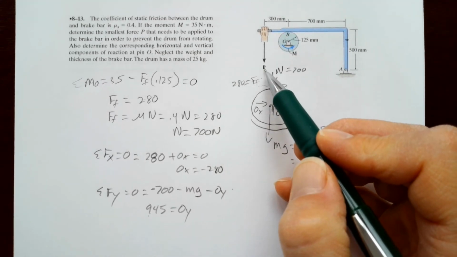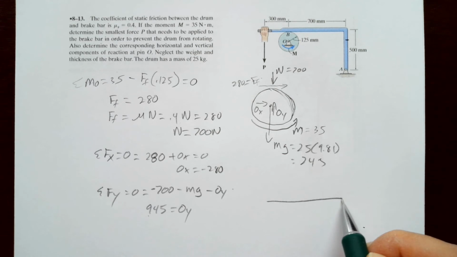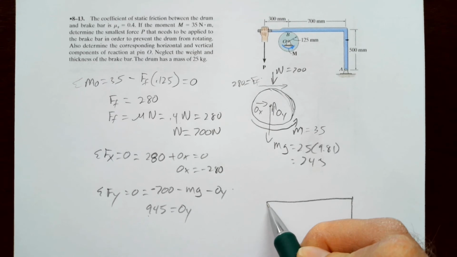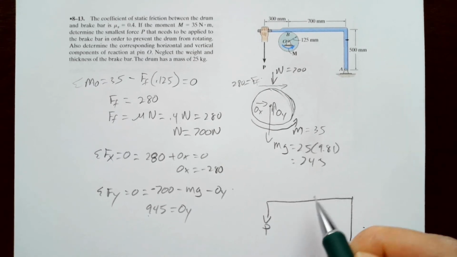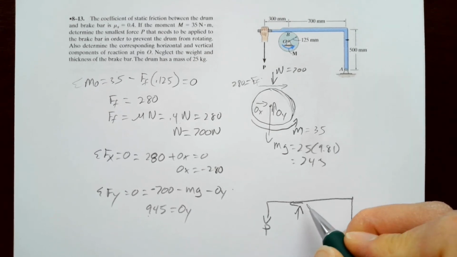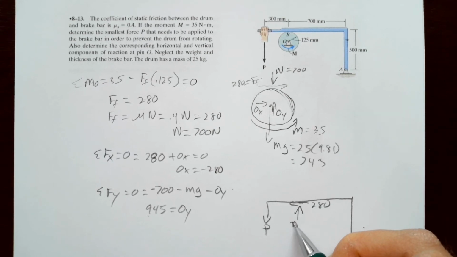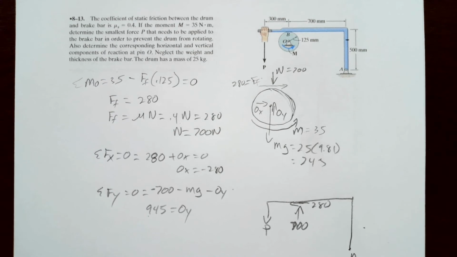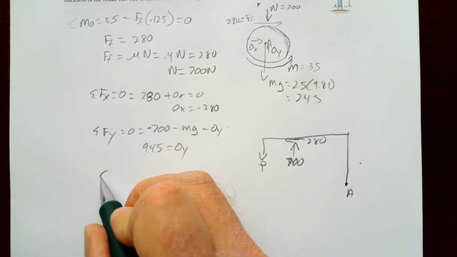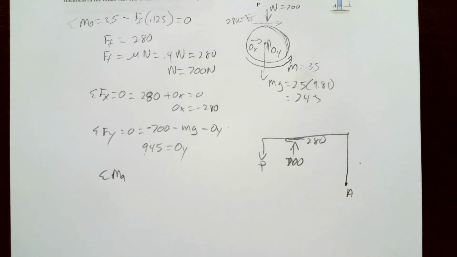Now we've got to find P. So let's draw the free body diagram of the brake. The brake looks like that, and it has the force of friction equal and opposite, and the normal equal and opposite. So the force of friction again is 280, and the normal is 700. It doesn't ask for the forces at P, so I'm going to sum the moments about A, and the only unknown would be P.